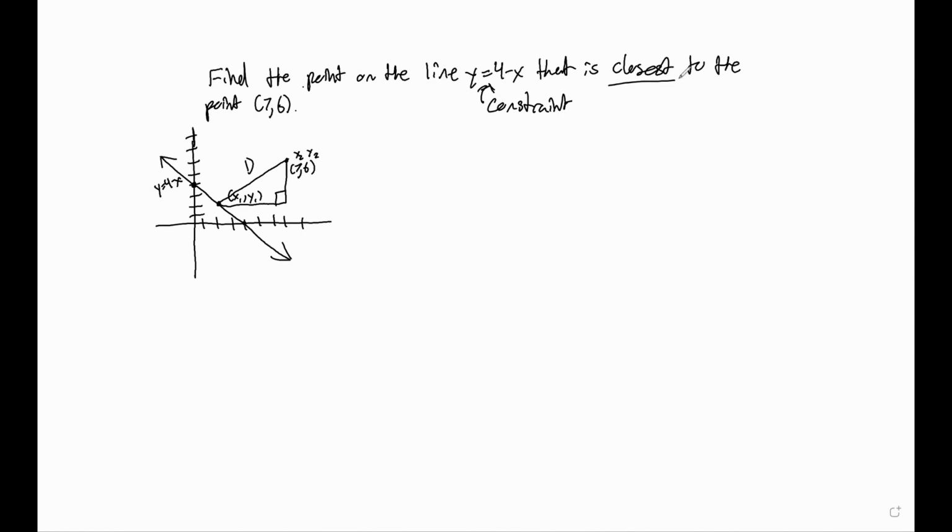And then our optimization is what we're trying to minimize in this case because it says closest. And in this case, it's going to be our d, our distance. So let's write the distance formula. That's the square root of x2 minus x1 squared plus y2 minus y1 squared. Okay? And that's this formula.